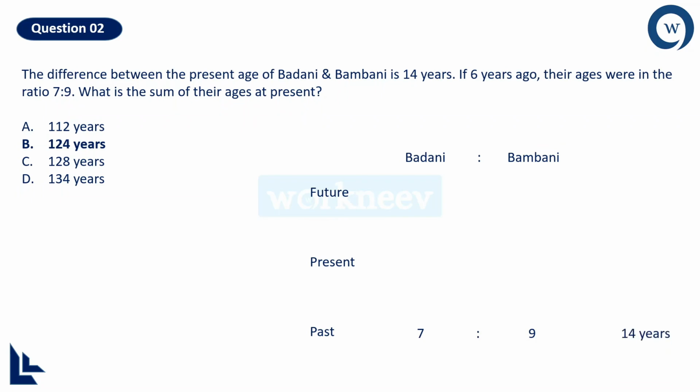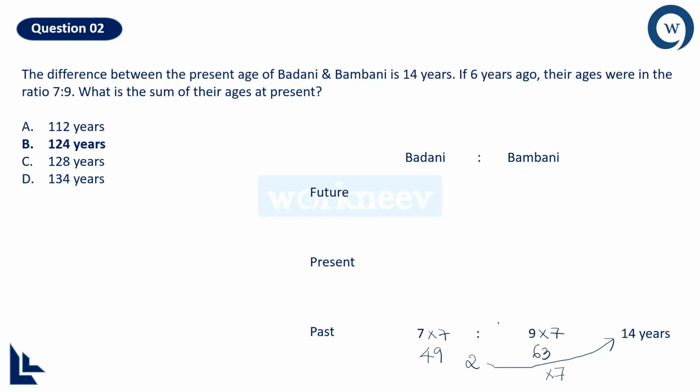And from that, I can calculate like this. Difference between these two is 2 units, and 2 is my assumption, but in reality it is 14 years, right? So from this I can conclude that my assumption is wrong. Reality is 7 times of my assumption. Then from that I can find out Badani's age and Bambani's age. Badani is not 7, but it is 7 times of 7, and Bambani is not 9, but it is 7 times of 9. So answer will be 49 years and 63 years.